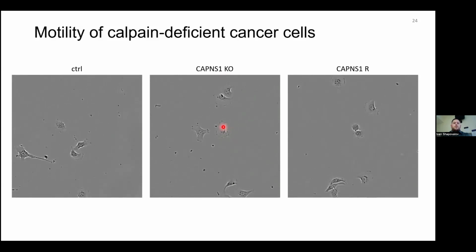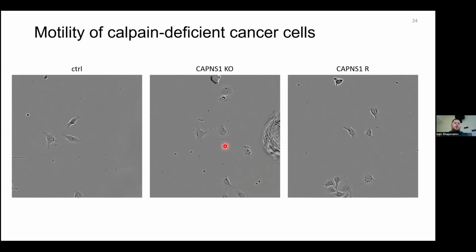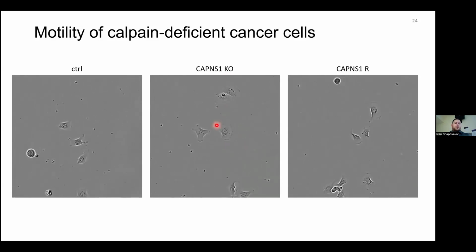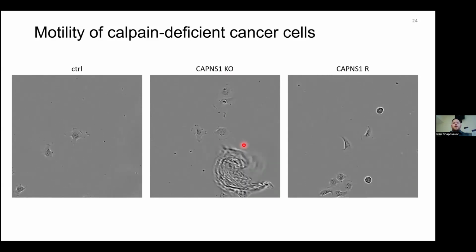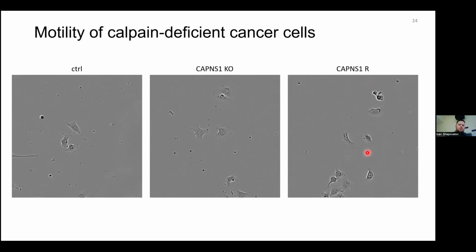is the phenotype of cells like this one, which even though it doesn't move laterally, it is extending that lamellipodial front, but is unable to detach from the substrate, which results in this spinning top type phenotype. And then in Calpain S1 rescue, that migration phenotype is largely rescued.